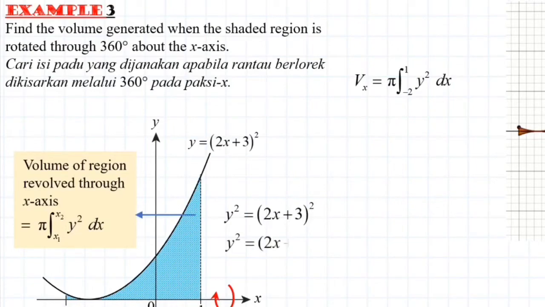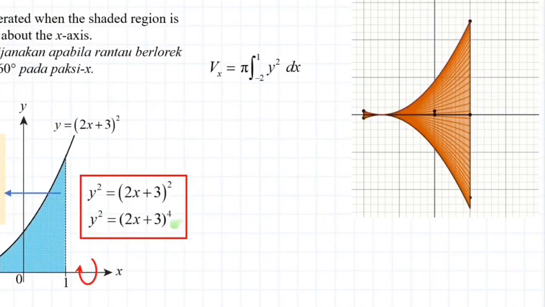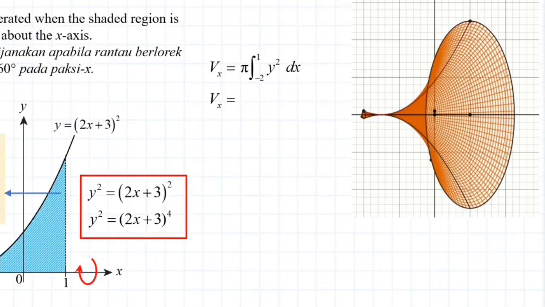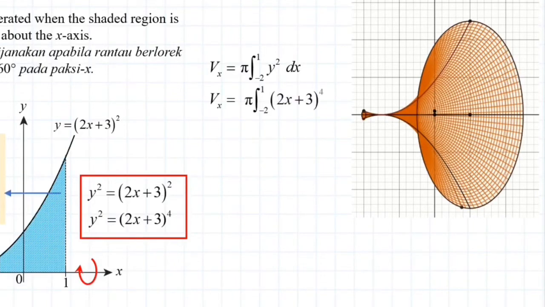And then you expand your function. If your function is 2x plus 3 squared, when you square it, I think we don't expand, we square it. It becomes 2x plus 3 to the power of 4. So if you are having the power which is more than 2, we prefer to use the chain rule. So 2x plus 3 to the power of 4 dx.